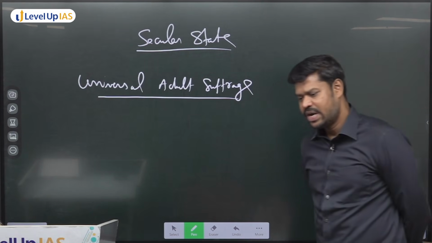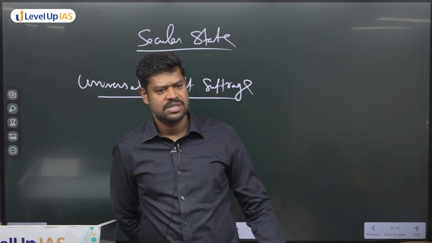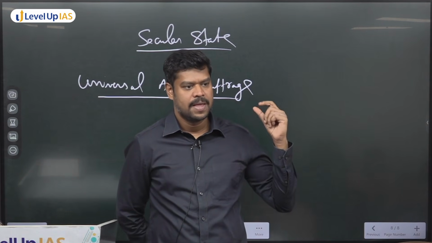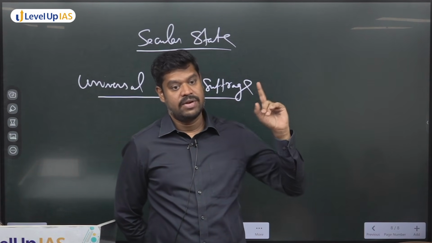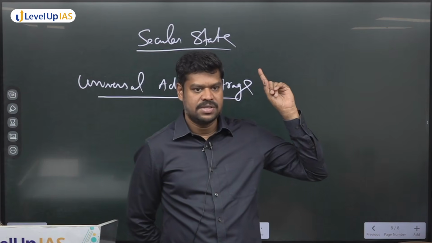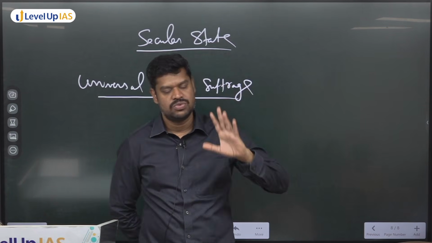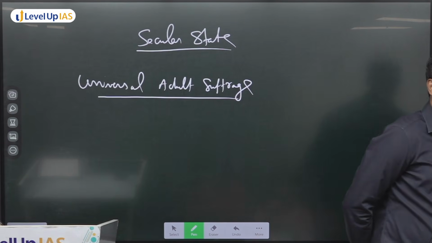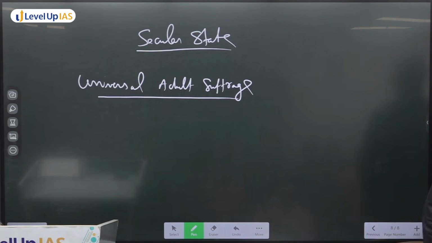But for the time being, you can understand what universal adult suffrage is: every adult individual shall have the right to vote, subject to the law made by the parliament. I'll discuss the other eligibility criteria when I take up the Representation of the People Act. The Representation of the People Act provides for the other criteria, which I'll discuss later. But presently, what is the age to vote? Assuming that you satisfy all the other criteria, 18 years of age.